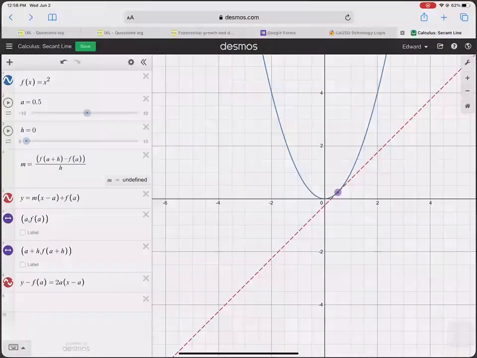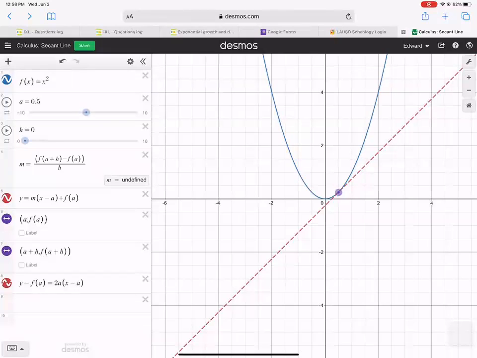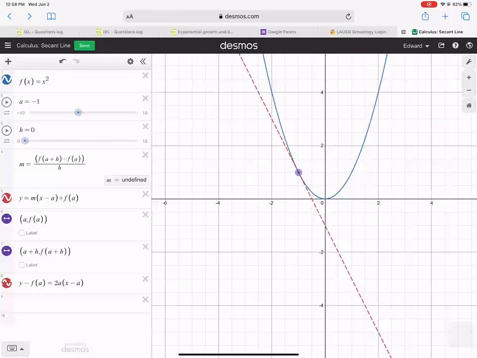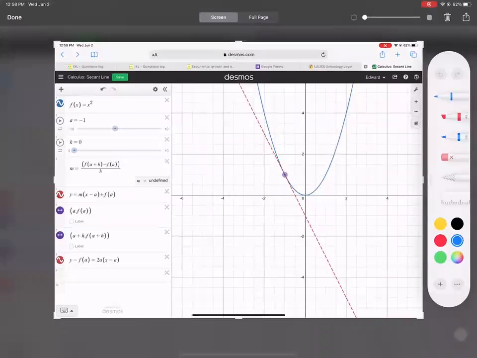So let's take a look at the graph. When a is -1, we can see the tangent line. That's how fast the graph is changing at that very moment. Let's go ahead and count the slope. 1, 2 over 1. -2 over 1, which is -2.